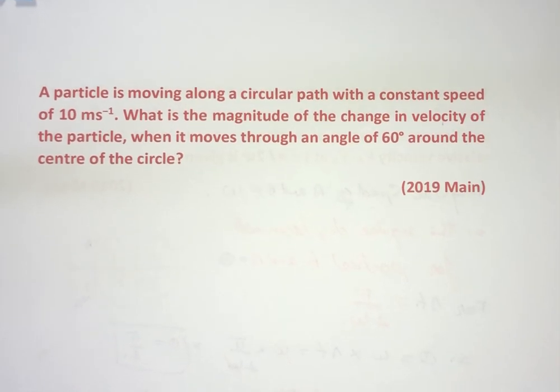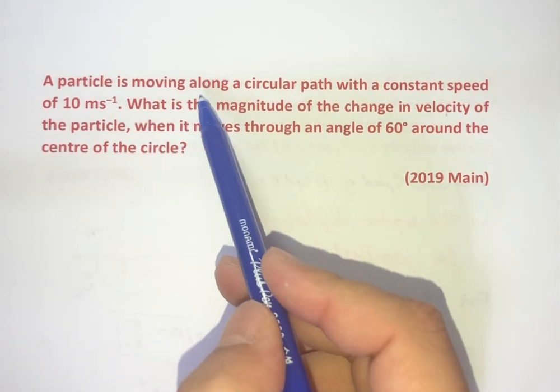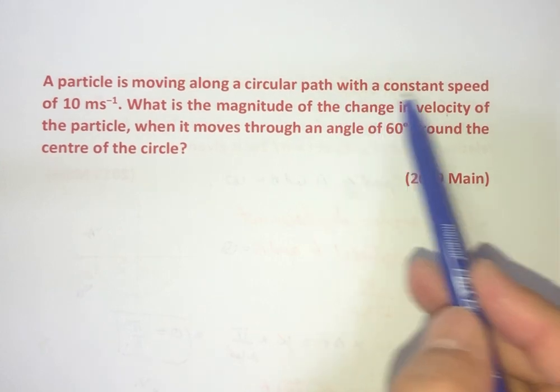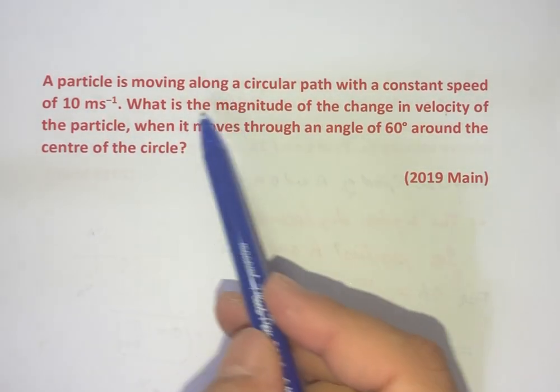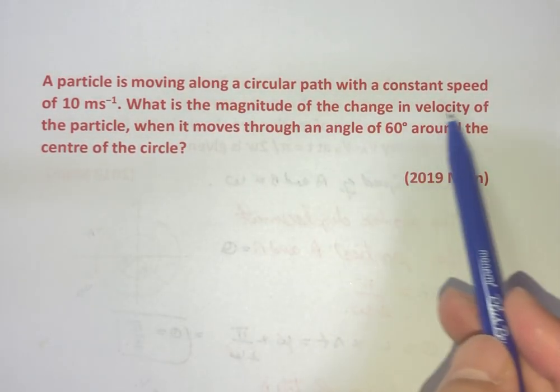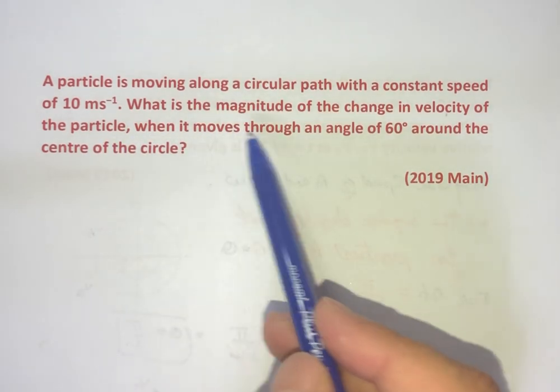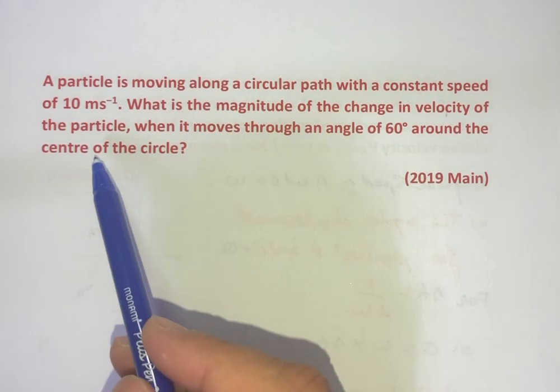Hello friends, in today's question, a particle is moving along a circular path with a constant speed 10 meter per second. What is the magnitude of change in velocity of the particle when it moves through an angle of 60 degree around a center of the circle?